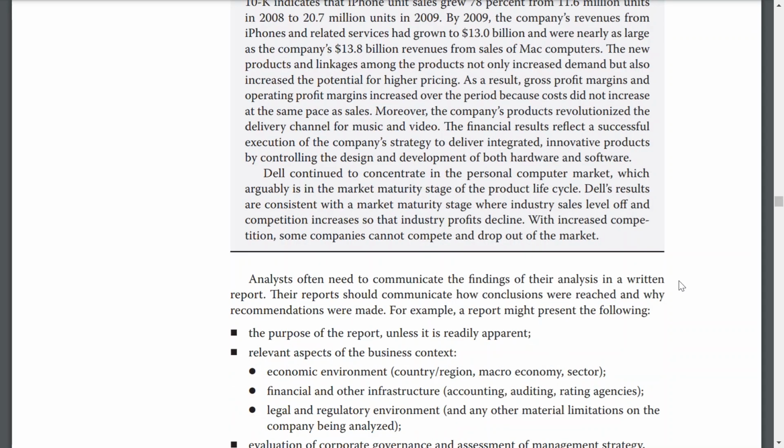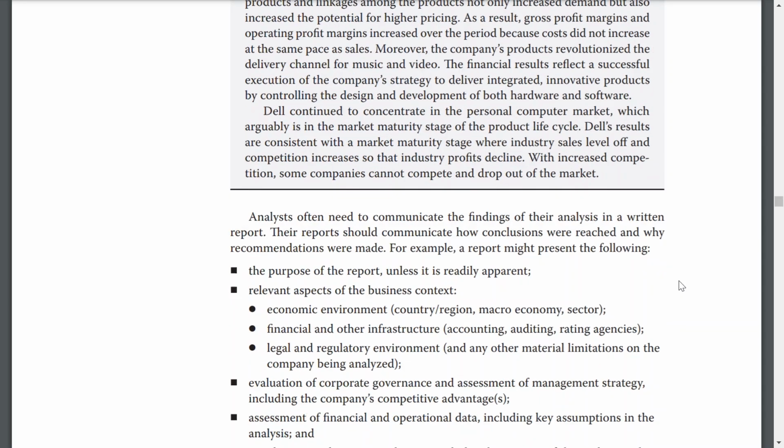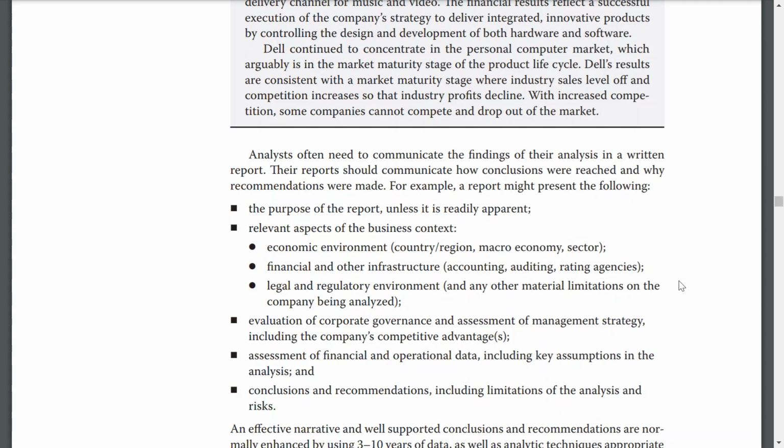Analysts often need to communicate the findings of the analysis in a written report. Their reports should communicate how conclusions were reached and why recommendations were made. For example, a report might present the following: the purpose of the report, unless it is readily apparent; relevant aspects of business context, economic environment, financial infrastructure, and legal and regulatory environments.